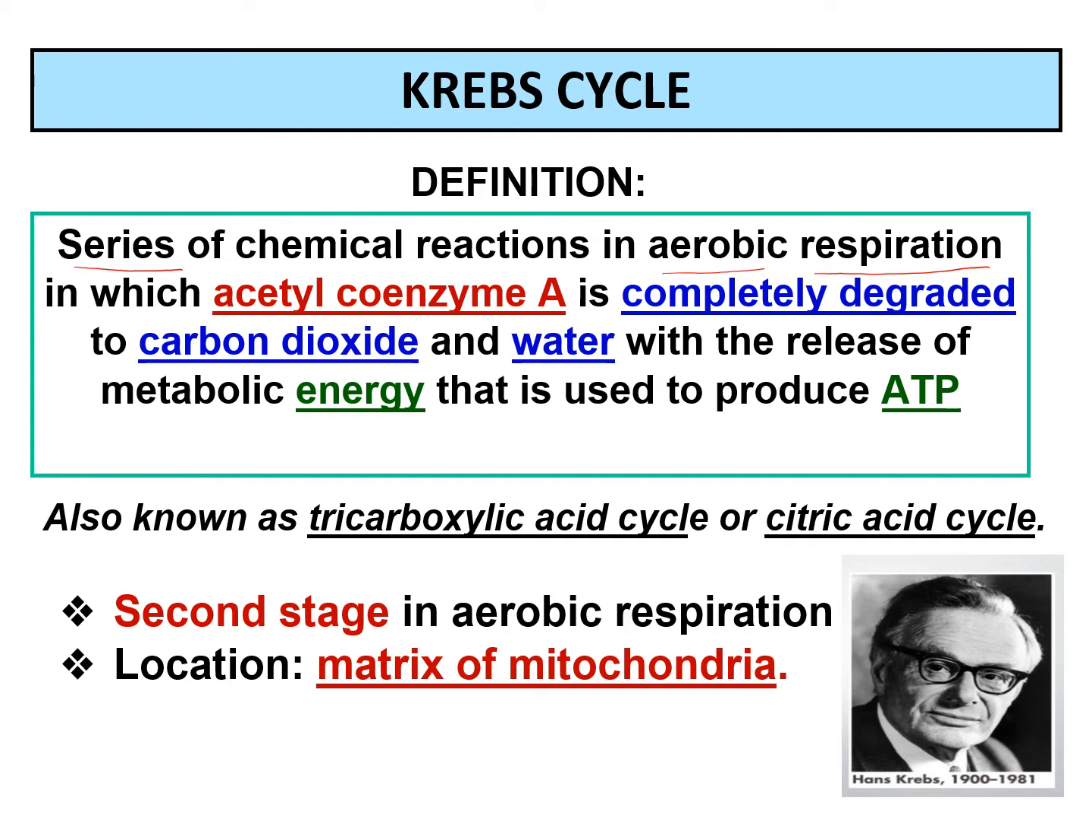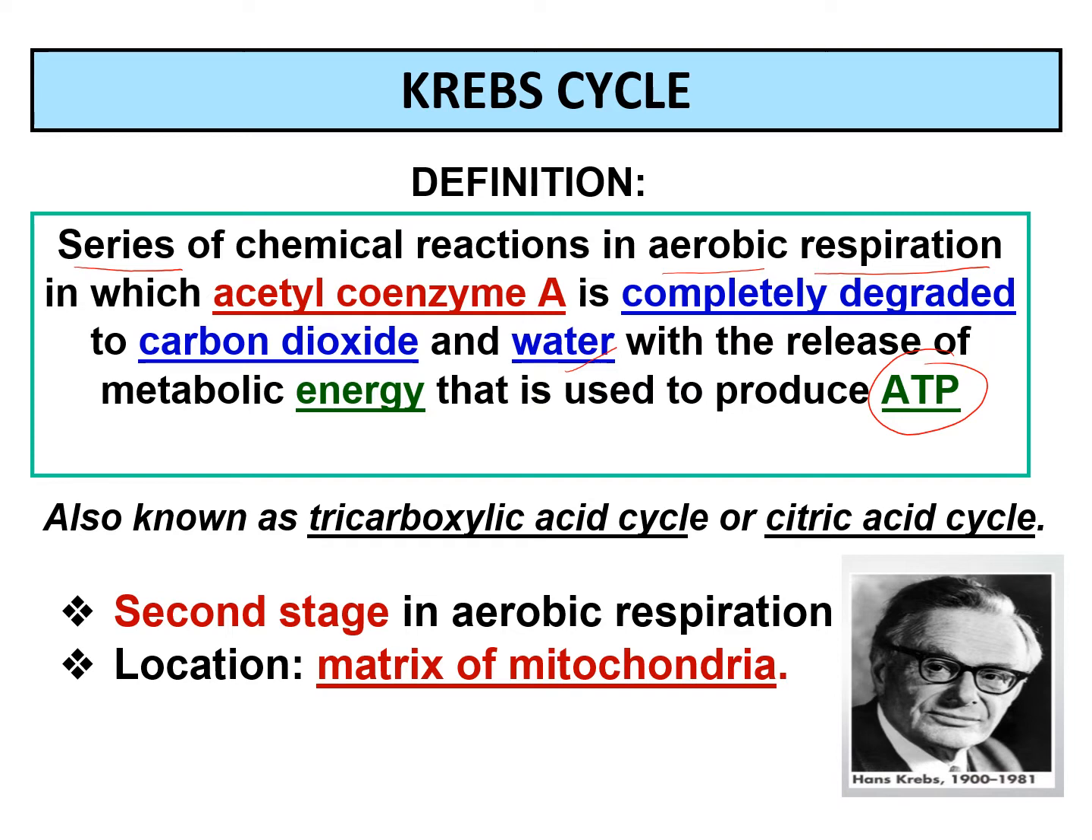It starts with acetyl coenzyme A that will be completely degraded to carbon dioxide and water, with the release of metabolic energy that is used to produce ATP. So in summary, it is an aerobic respiration involving acetyl coenzyme A. Then acetyl coenzyme A will be degraded to carbon dioxide and water. And this process produces ATP.